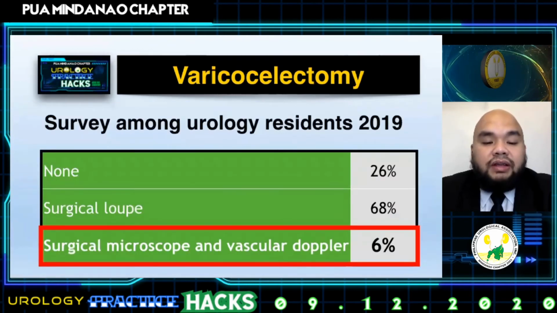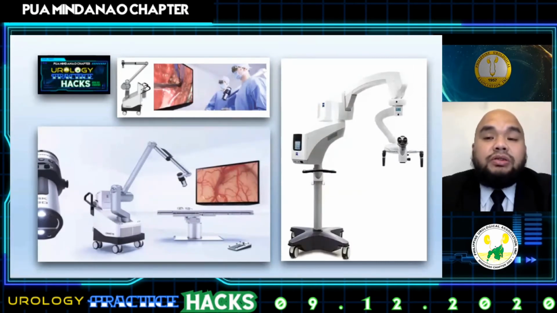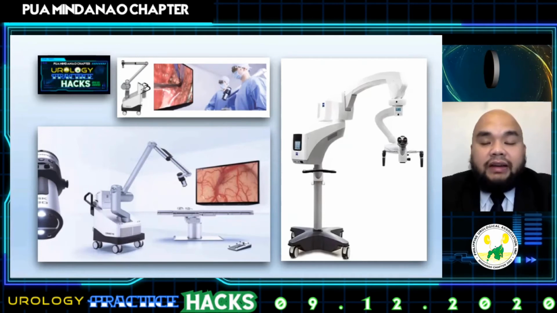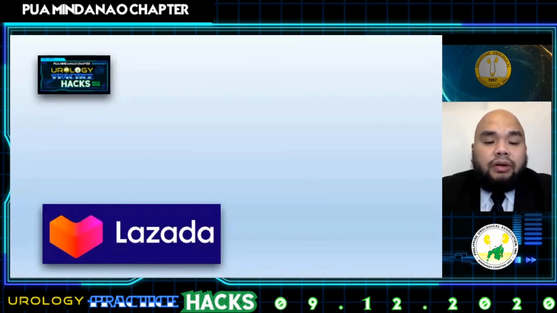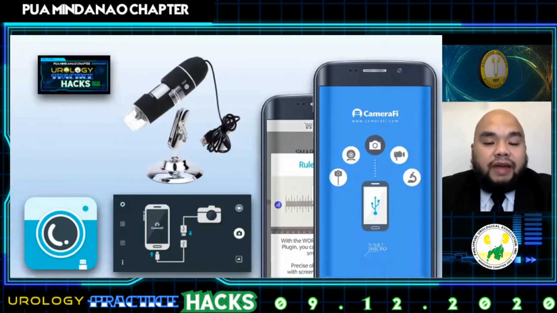So going back to the survey, only 6% had either assisted or performed microsurgical varicocelectomy with intraoperative Doppler. So surgical microscope is not readily available in other hospitals, especially in the province, that can be used for varicocelectomy. Expensive cost is mainly the reason. It is only available in higher and advanced centers. So I looked online for a cheaper surgical microscope, and I found this portable microscope from Lazada, which only costs 1,000 pesos. So using an application called Camera Fi, which can be downloaded to your phone, it can be connected to your cell phone, laptop, or any monitor.